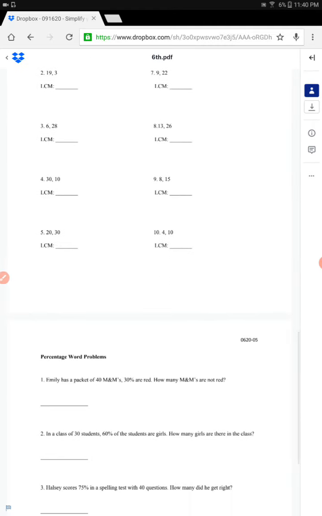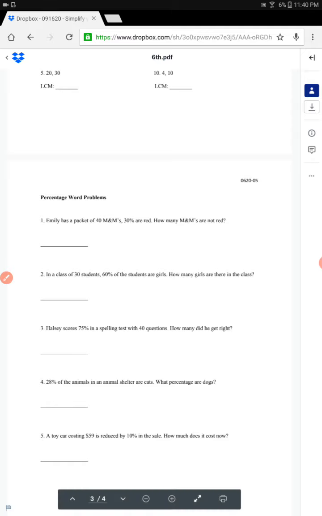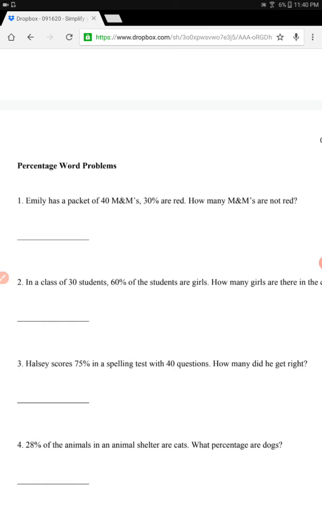Alright. Now we're going on to the word problems. Let's see here. Emily has a packet of 40 M&Ms. 30% are red. How many M&Ms are not red?